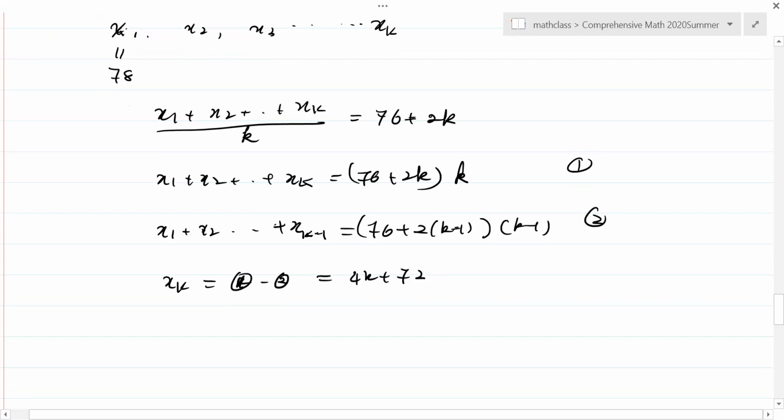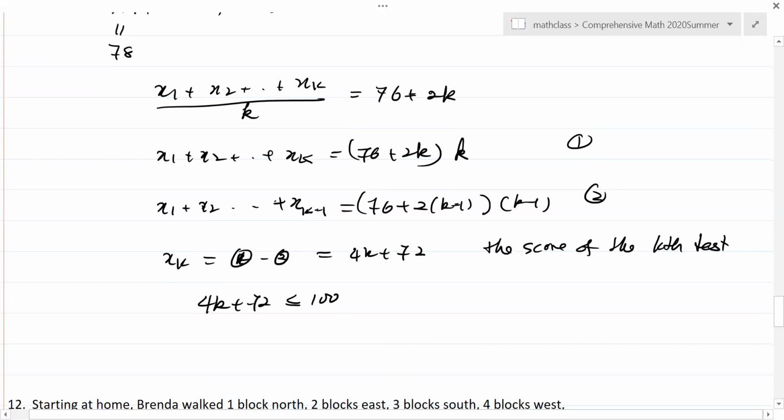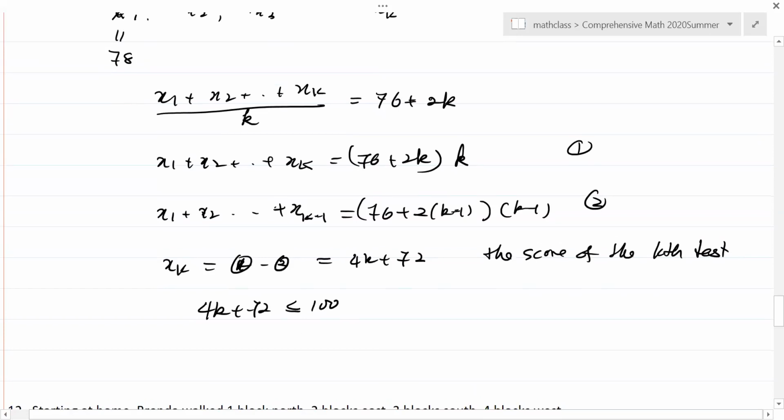The score of the k-th test: you will see that at some point you cannot continue, because you cannot go beyond 100. So 4k plus 72 should be less than or equal to 100. Then you solve the inequality: k should be less than or equal to 6.5. That means the largest possible value for k is going to be 6.